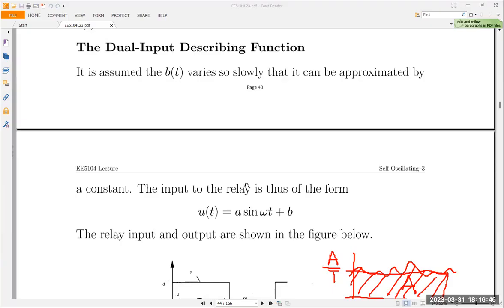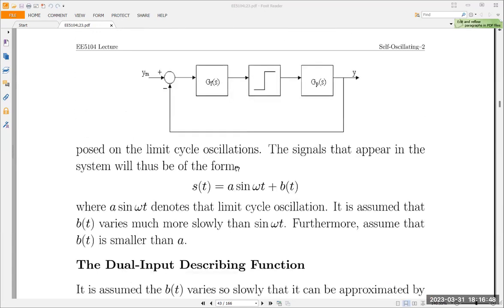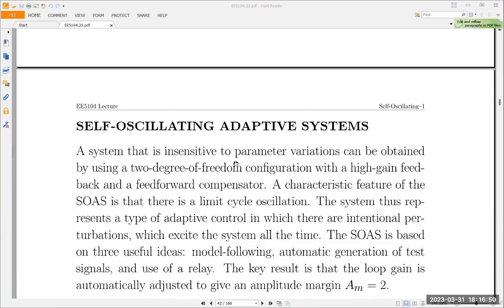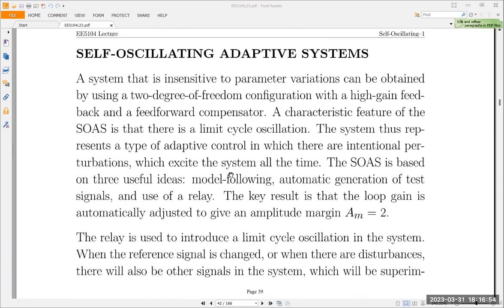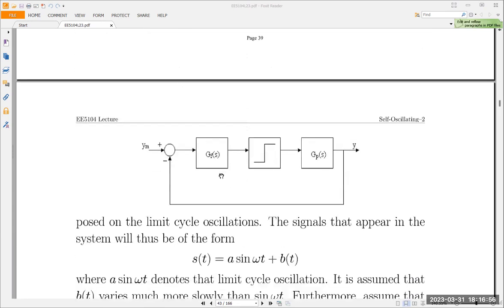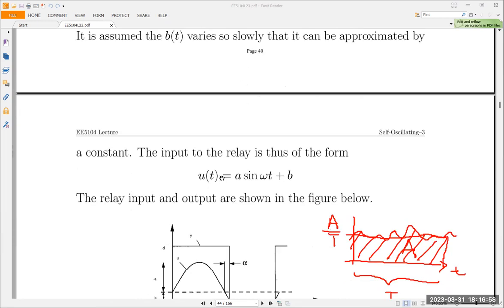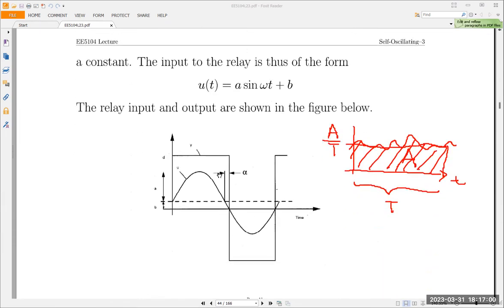Recording in progress. Okay, last week, I started on this self-oscillating adaptive system. So today we finish it. Now the key thing is that we still use the relay, and the relay is still an on-off switch. When the input is positive, it is plus D. When the input is negative, it is minus D.